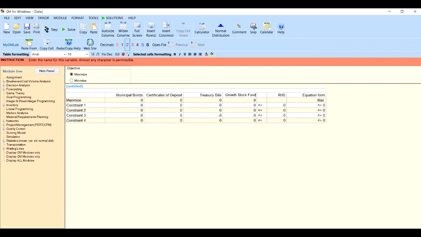Certificates of deposit. Here again, we know it's a 5% return. So this becomes 0.05. Treasury bills is a 6.5% return, so 0.065. And the growth stock fund is a 13% return. So we make that 0.13.